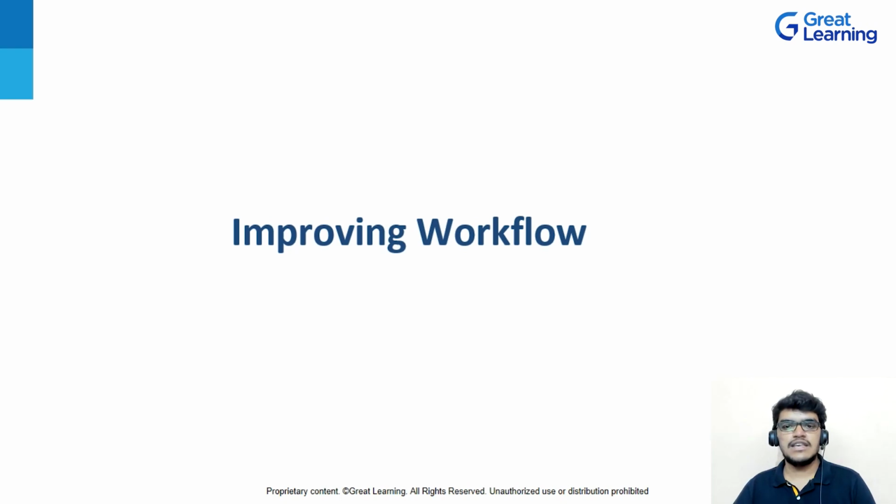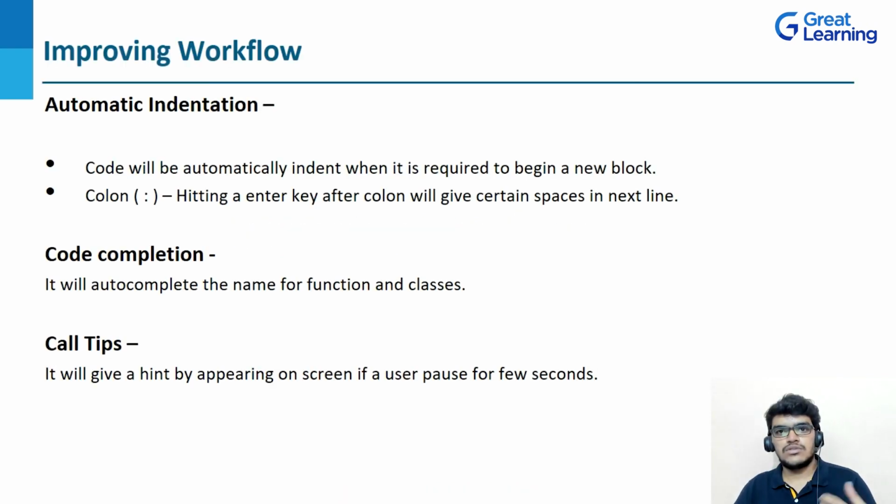Now let's see how we can improve the workflow. The workflow is improved by automatic indentation. As I already told you the definition of indentation, it refers to the space at the beginning of the code line. And here you can see the definition also. Code will be automatically indented when it is required to begin a new block. So when will code indentation happen? When you are hitting the enter key after a colon. It will give a certain space in the next line, right? I've already shown you. I will once again show you to give more clarity.